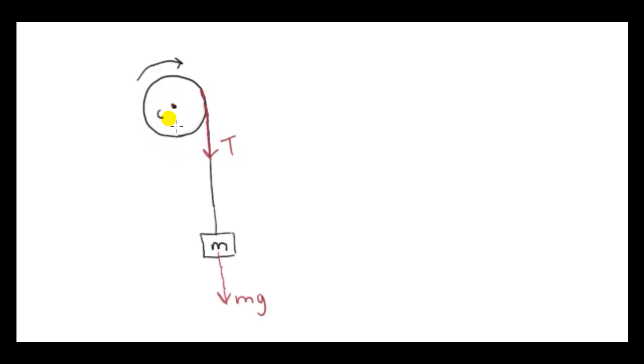Torque about the center. As the only external torque is T multiplied by the radius of the disk. So let's say the radius is R. Okay, so I'm applying the principle of angular momentum, the sum of the external torques. Well, there's only one torque.